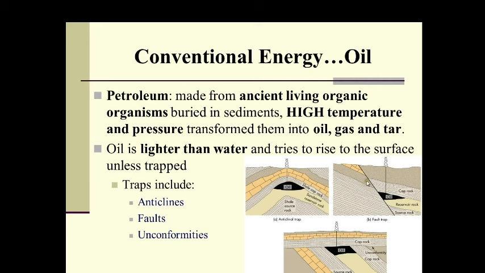A fault occurs when one set of rock structure strata shifts relative to the other, creating an area where the oil can be contained. And lastly, in an unconformity trap, in the past the strata went one direction, then there was a change, and the strata above go a different direction.